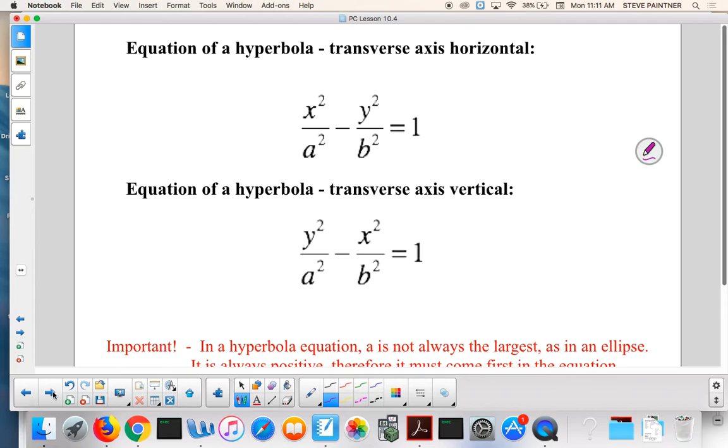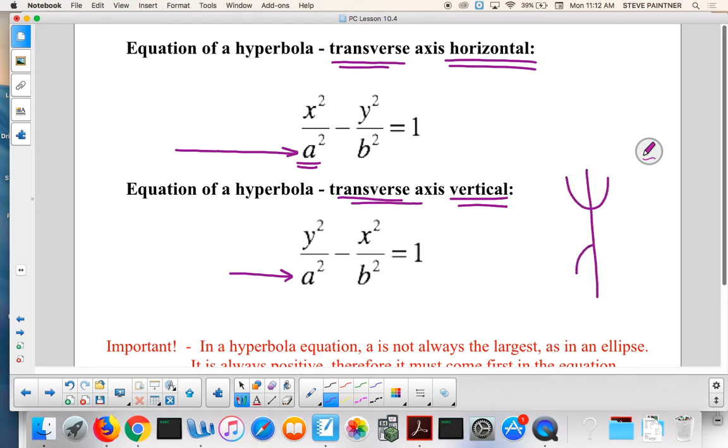Okay. Now, here's my question. Why does a squared go under x here, but a squared goes under y here? It's all about the transverse. If the transverse is horizontal, a squared goes under x. If the transverse is vertical, a squared goes under y. So here's a vertical, and here's your horizontal.